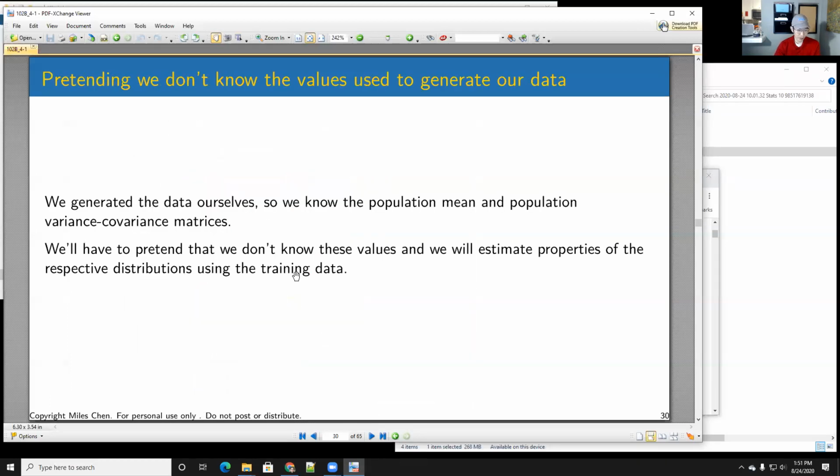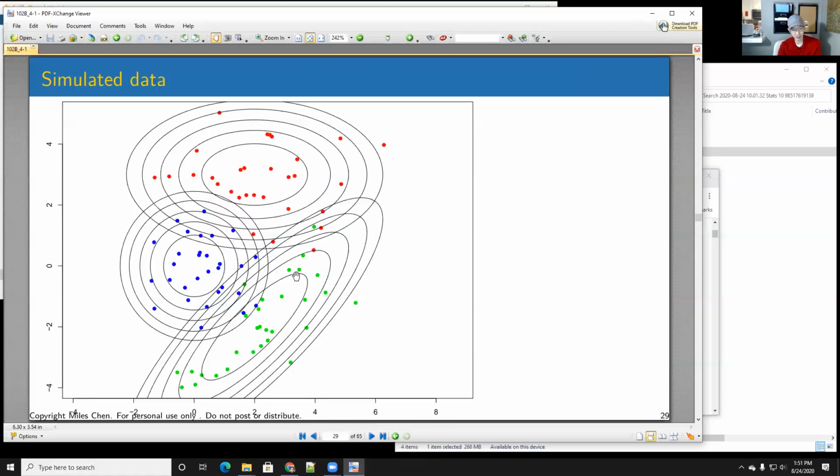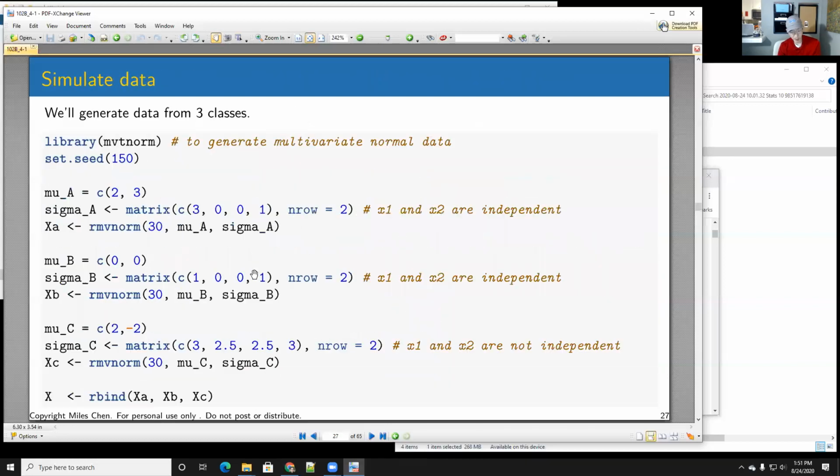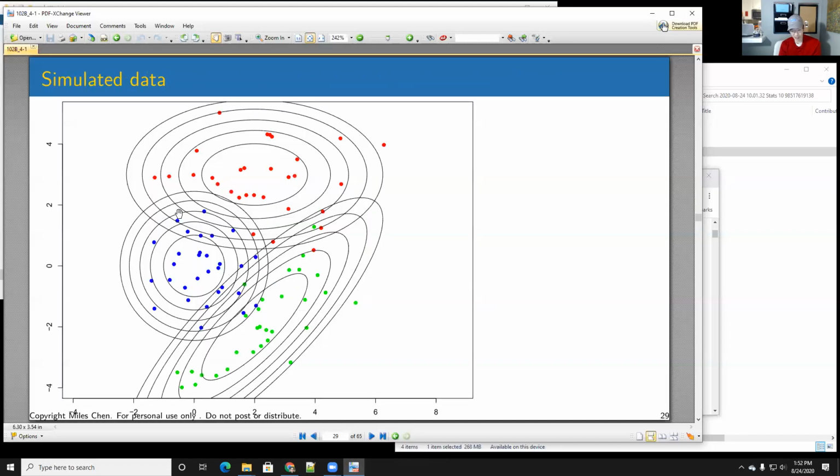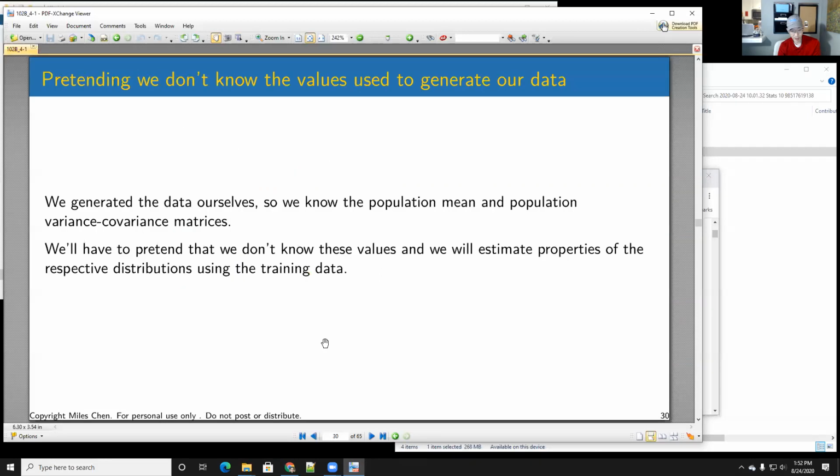And so what we're going to do is use the Bayes classifier, okay? Now, we generated the data ourselves, so we know what the mean and the variance matrices are of the multivariate normal distributions that produced our data, okay?